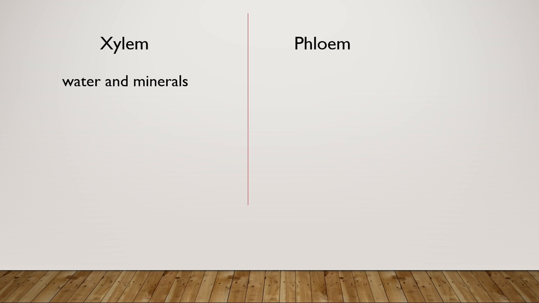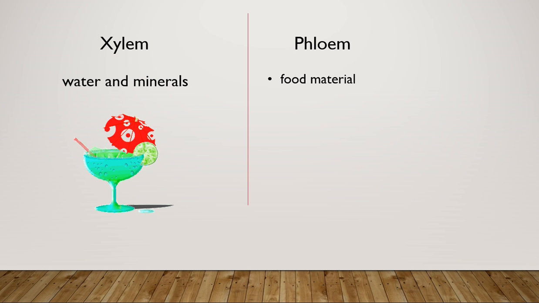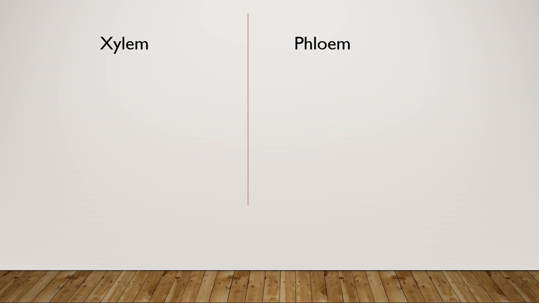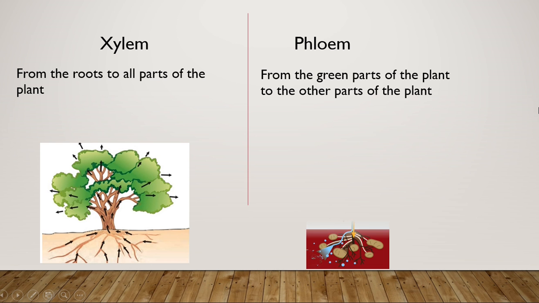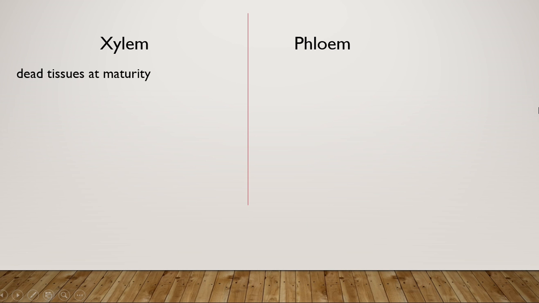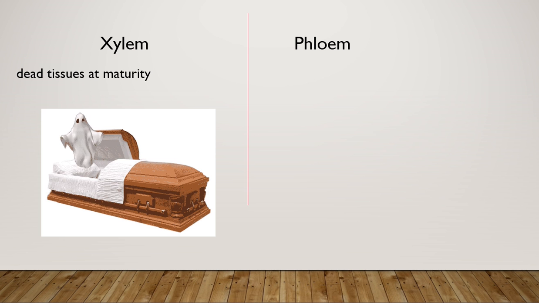Now we will see the difference between the xylem tissue and the phloem tissue. The xylem tissue transports water and minerals, whereas the phloem tissue transports food materials. The xylem tissue transports the water and minerals from the roots to all parts of the plant, whereas the phloem tissue transports food from the green parts of the plant to the other parts of the plant. The xylem tissue is dead tissue at maturity, and the phloem tissue is a living tissue.